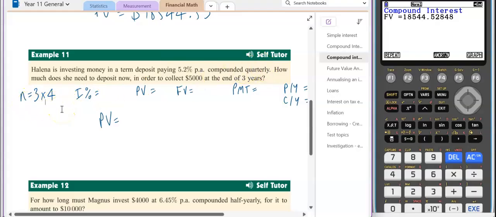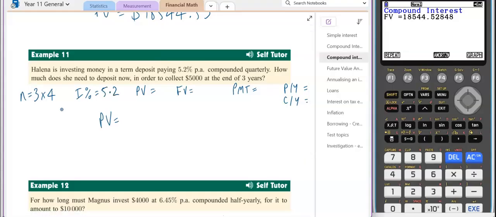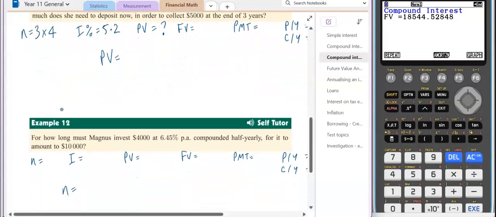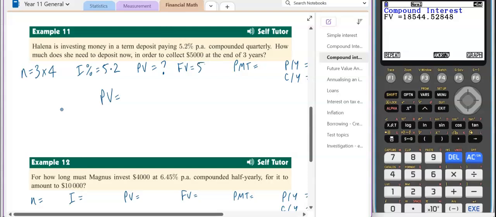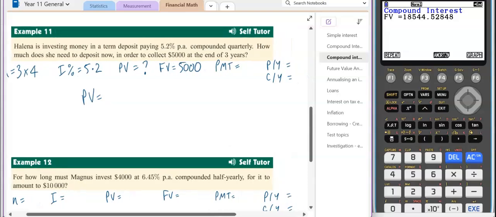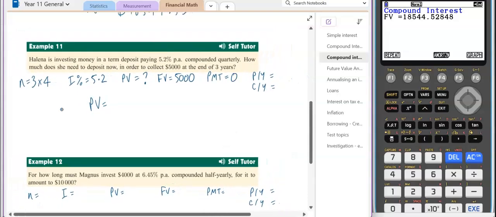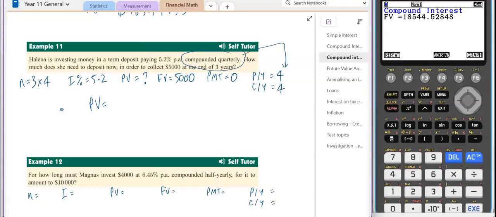So that's 12 or 3 times 4. Interest rate there is given 5.2%. The present value is what we're trying to work out. So how much is she going to invest? What's that principal? The future value, she wants it to get up to $5,000. PMT, again, we're going to leave that as 0. And PY and CY here are going to be 4, simply because that interest is being compounded quarterly.